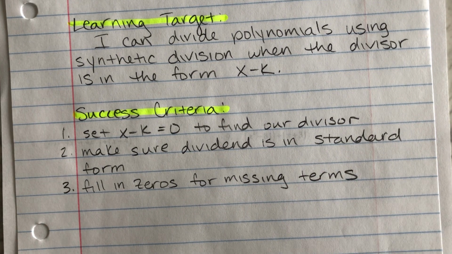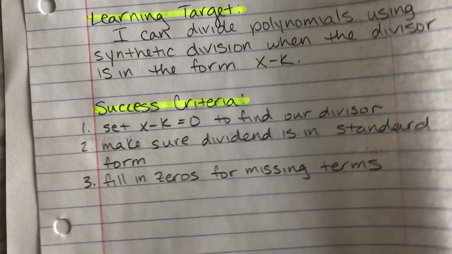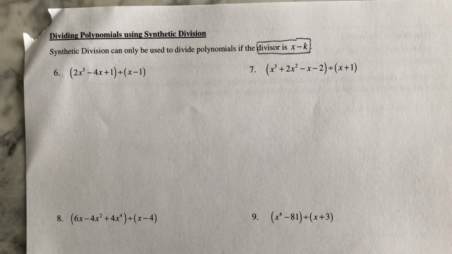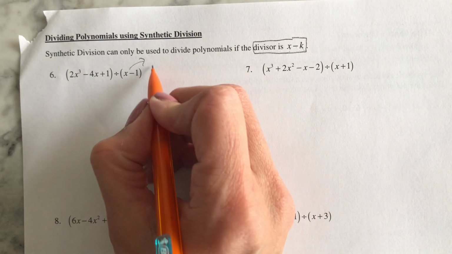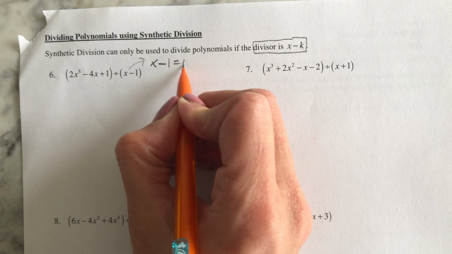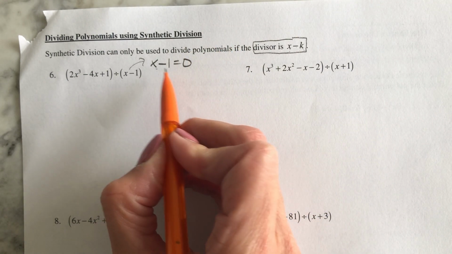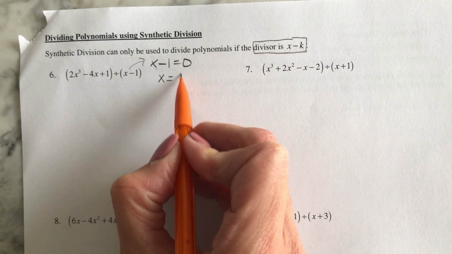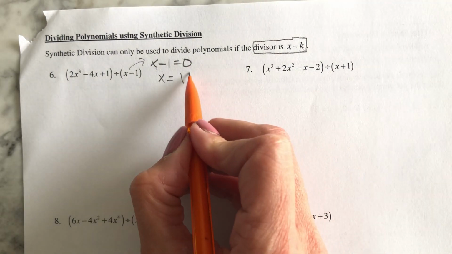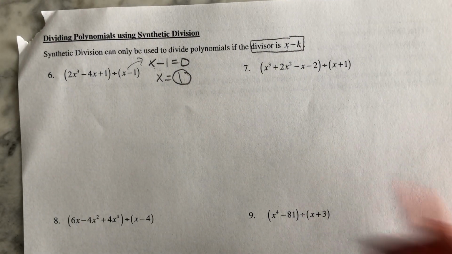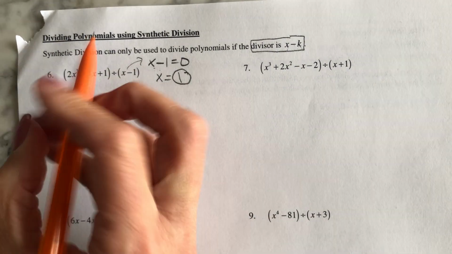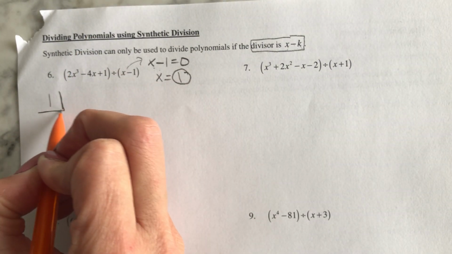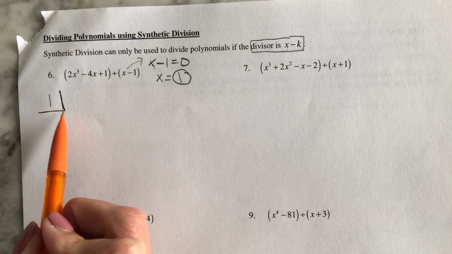Okay, so let's look at steps 1 through 3 here. I'm looking at number 6. So first I need to find my divisor. So I'm going to do x minus 1 equals 0, and then I'm going to solve for x, so add 1 to both sides, so I see that x is 1. So 1 is my divisor. So I'm going to write my divisor as 1, and I'm going to put this in a little box here. So I remember this is my divisor.